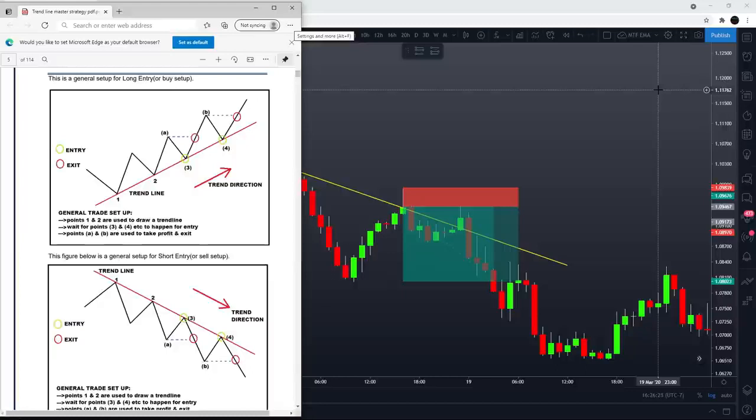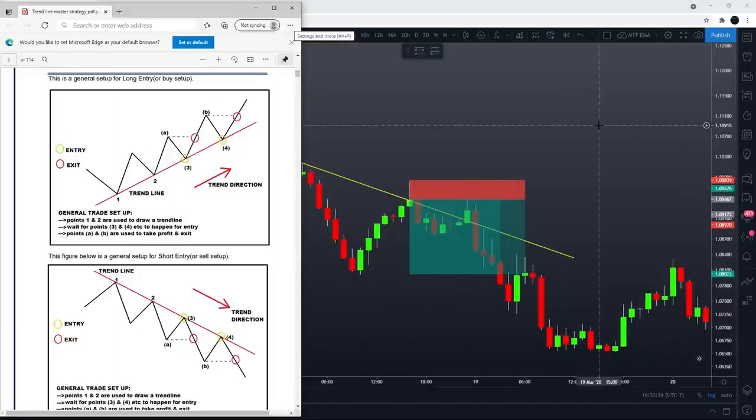Now, let's go over the strategy, then get into the testing, and all the results will be at the end. Let's go. All right, let's go over the general rules for this strategy, starting with a simple outline of what the strategy entails, and then I'll go over some examples on the actual real charts.